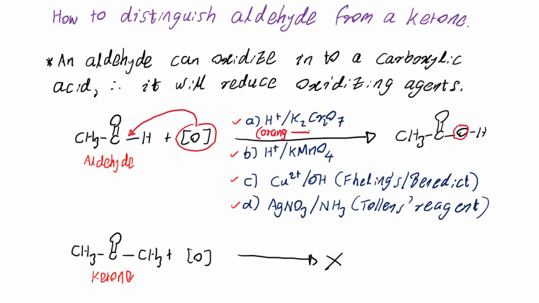When potassium dichromate is reduced, it becomes chromium 3+, and we just learned the color of chromium 3+: it's green. So if I add acidified potassium dichromate to an aldehyde, I will see the orange color turn to green.